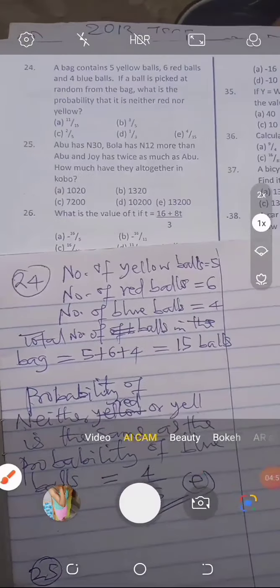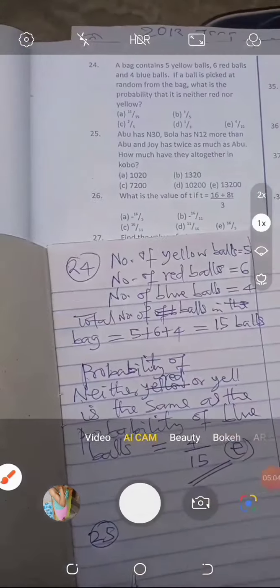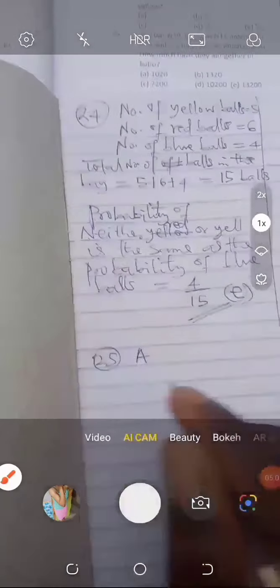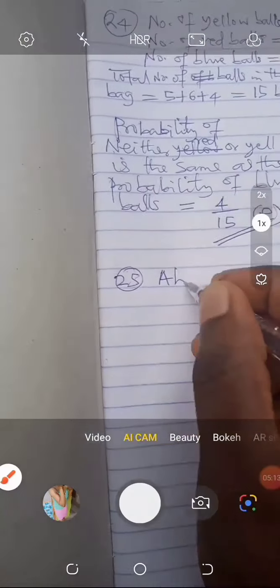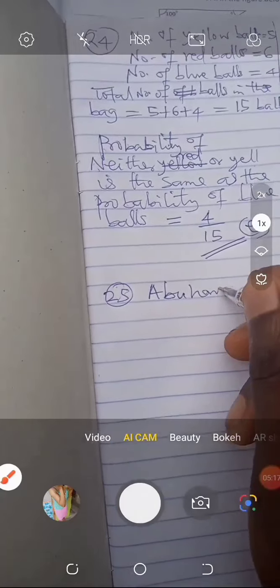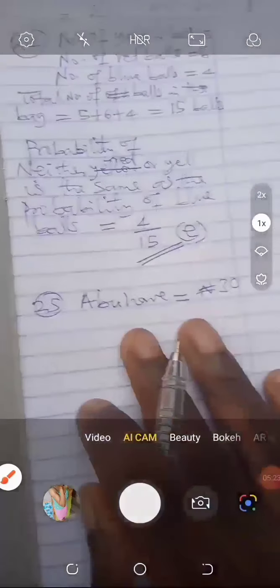So first thing, let's solve in naira. When we are done in naira, we quickly convert that to Kobo. So if we are doing that, let's quickly interpret the statement. Now let's get that of Abu. They say Abu has 30 naira, so we can say 30 naira for Abu.